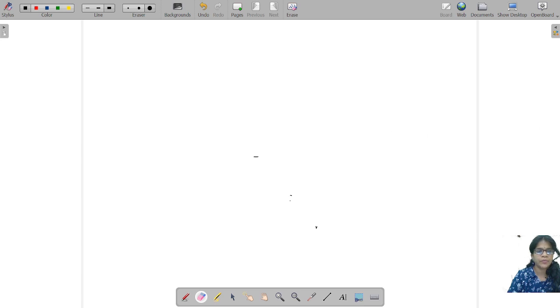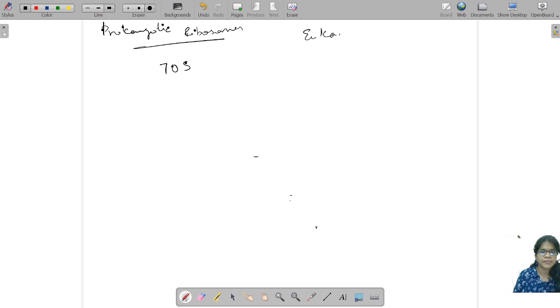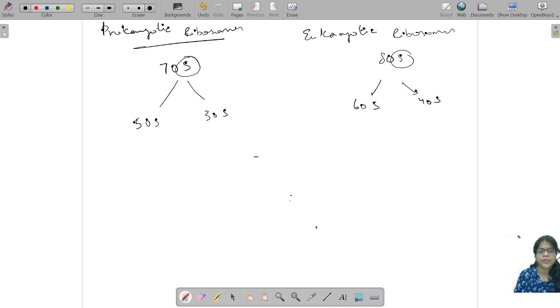So what I want to talk about here is, see, the prokaryotic ribosomes are 70S and the eukaryotic ribosomes are 80S, right? So what is S? It's a Svedberg's unit. How do you define the eukaryotes, okay? What are the subunits here? These are the subunits of ribosomes, okay? So this is the 70S and this is the 80S.